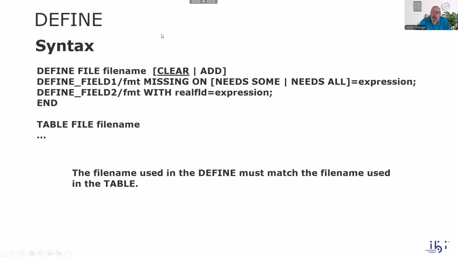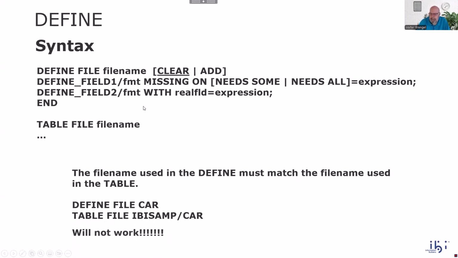For those of you who do more advanced things like index reads, you might have table file name dot index field name. If you do that, your define file also has to have the dot index field name. If you're using app names, if I want to do table file base app /car or IBISAMP/car, then your define also has to have the app name in front of it. Okay, basically just said that.